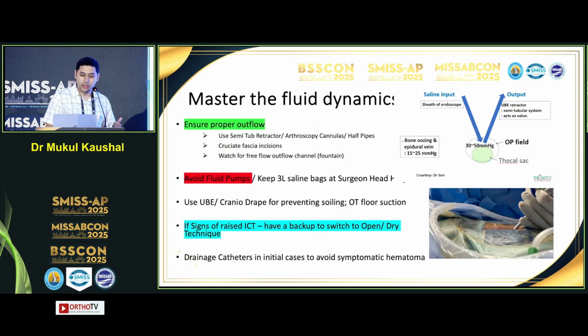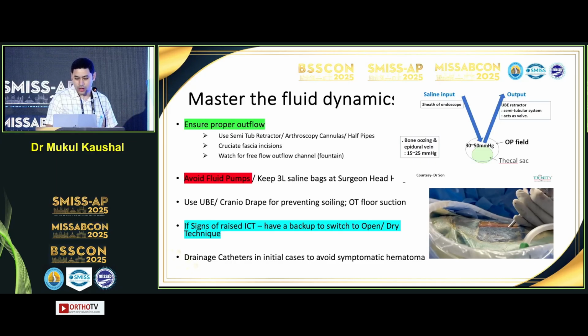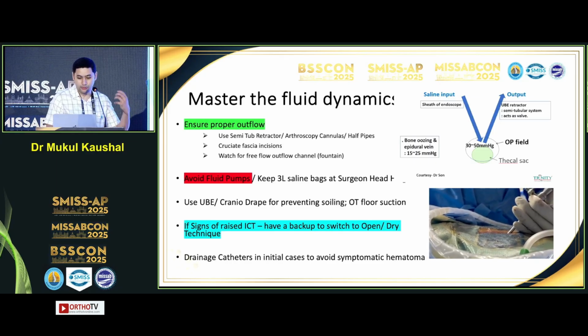And it's very important to understand how the fluid plays out in this. In a monoportal system, there is inflow and outflow through a working channel endoscope, so the problems of fluid hydrodynamics are less. But in UBE, it is very important to ensure a seamless outflow. For that, you have to use a semitubular retractor, or you can use arthroscopic shoulder cannulas or half pipes, as a few surgeons have previously demonstrated. If I'm not getting a proper outflow, I sometimes make my facial incisions cruciate, which tends to improve my outflow. Always watch for a good outflow channel, like a free flowing fountain.